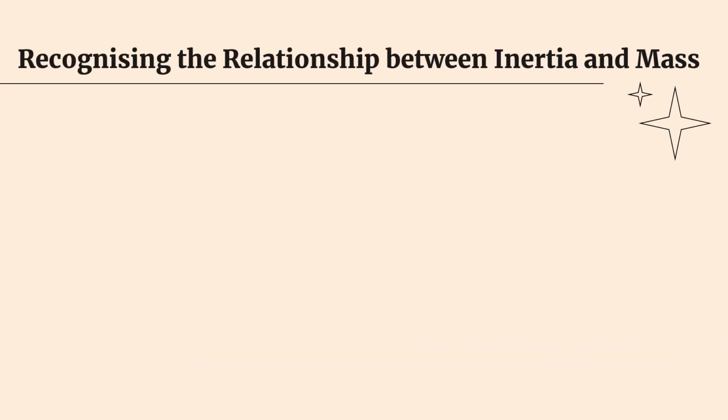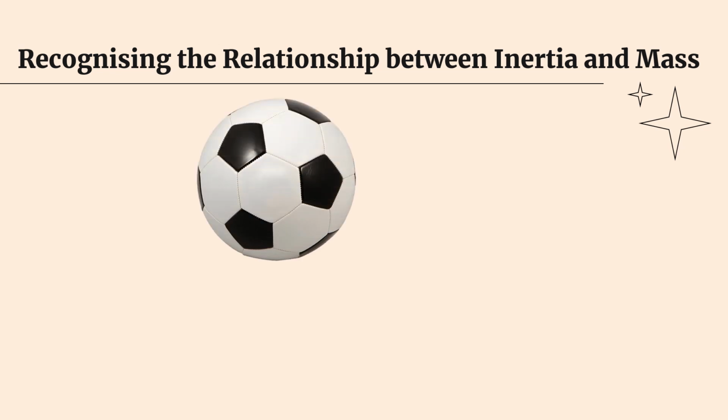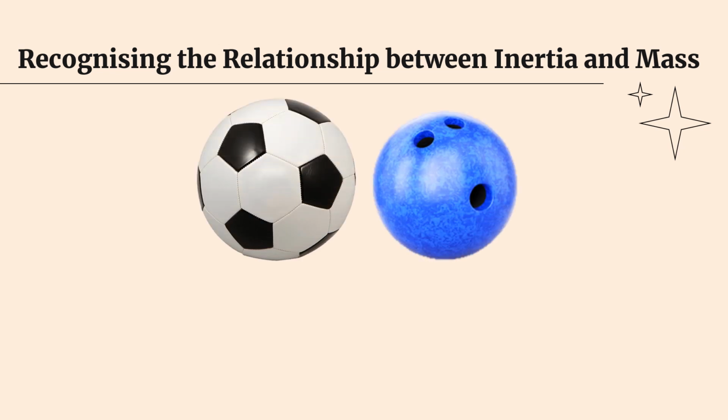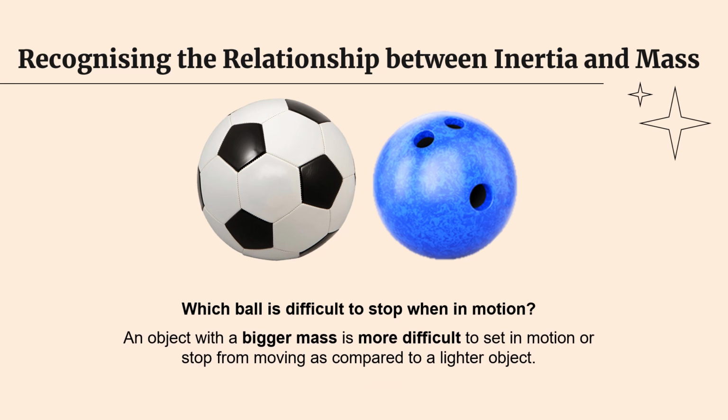Let's look once again to this football and bowling ball. Which ball is difficult to stop when in motion? An object with a bigger mass is more difficult to set in motion or stop from moving as compared to a lighter object.